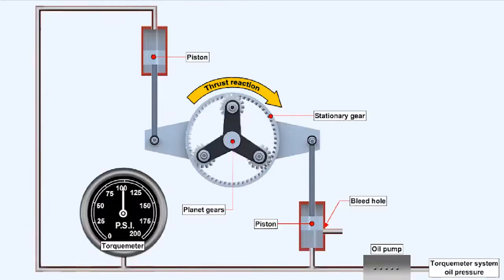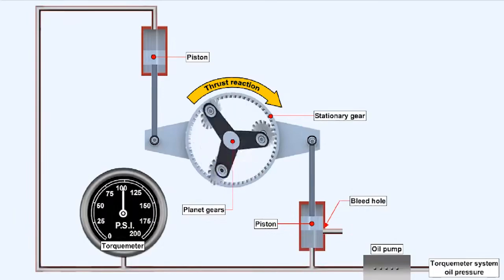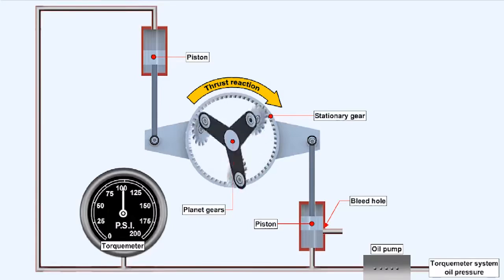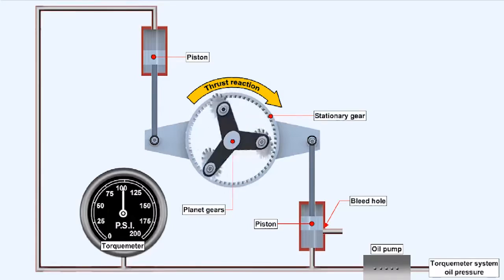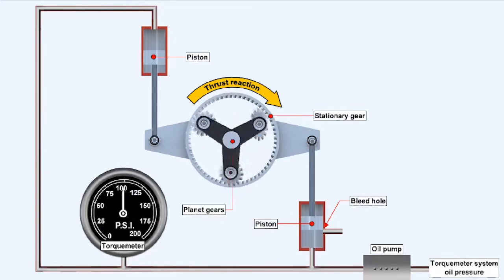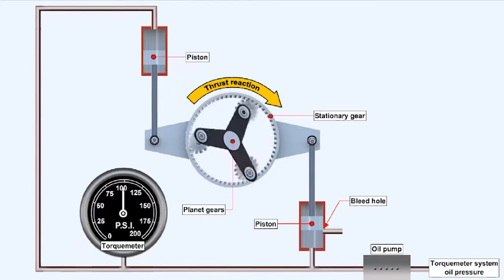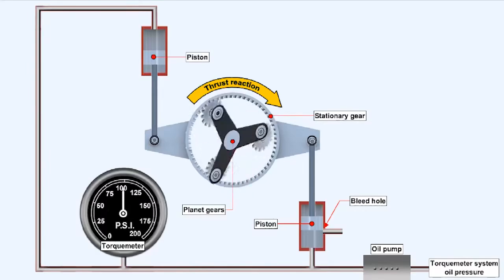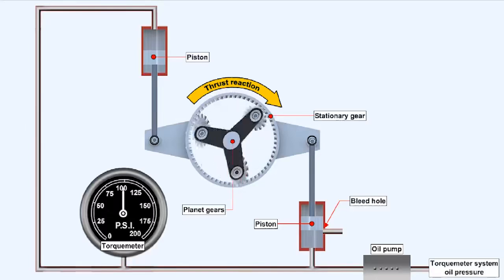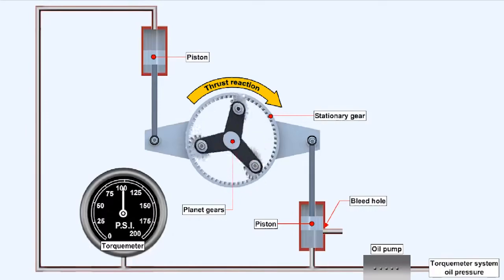When the engine is running, the pinions or planet gears are being driven around inside the stationary gear by the central engine crankshaft. The thrust reaction generated by the rotation of the pinions will try to rotate the stationary gear in the opposite direction to that of the pinions. The stationary gear is restrained by being attached to pistons fitted within cylinders that are being supplied by oil pressure, which is generated by a torque meter system pump.